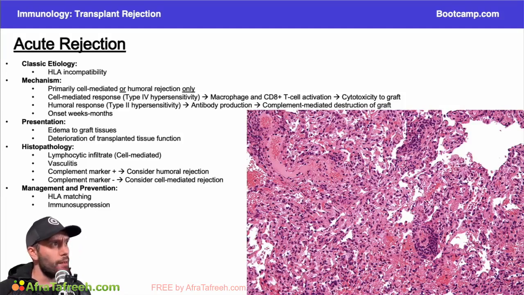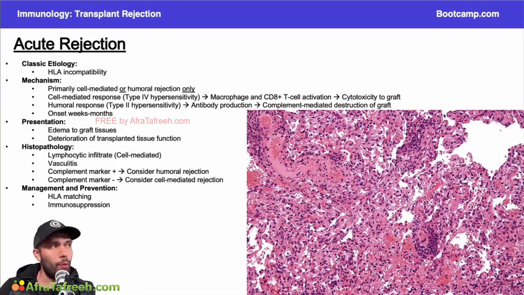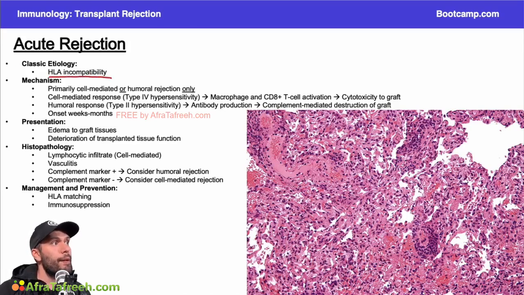Okay, so that's number one. Number two, in all reality, hyperacute transplant rejections are pretty rare because usually we're going to be looking to match HLA antigens right before we go putting an organ in somebody. So you don't really see them a lot. However, the acute transplant rejection is actually quite a bit more common. It still results from HLA incompatibility, but maybe not to the same extent as the hyperacute rejection.